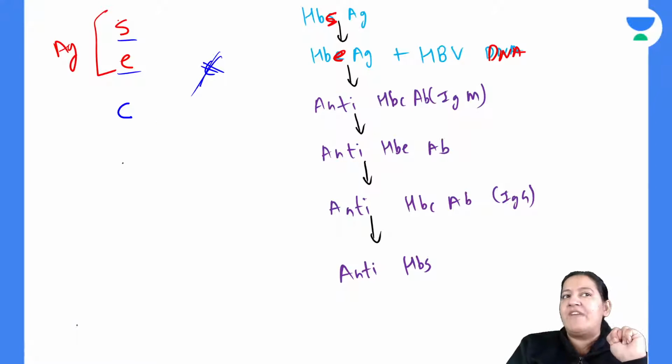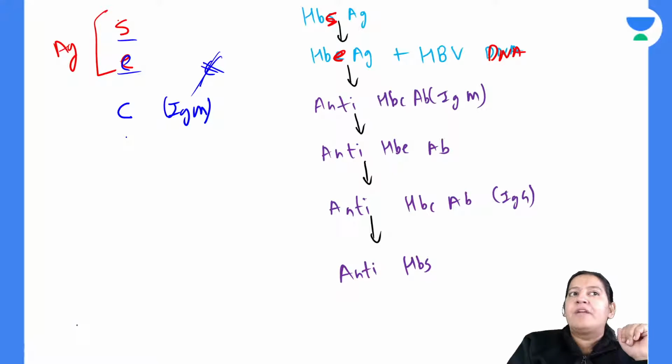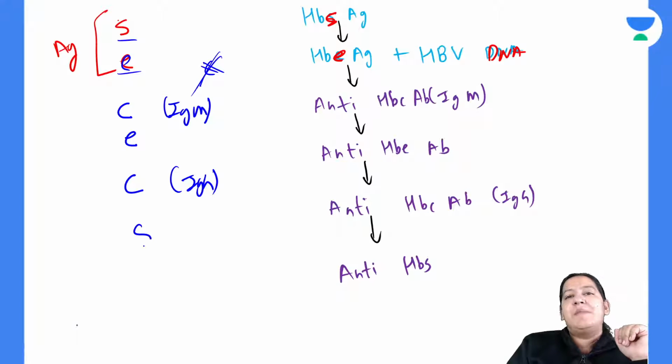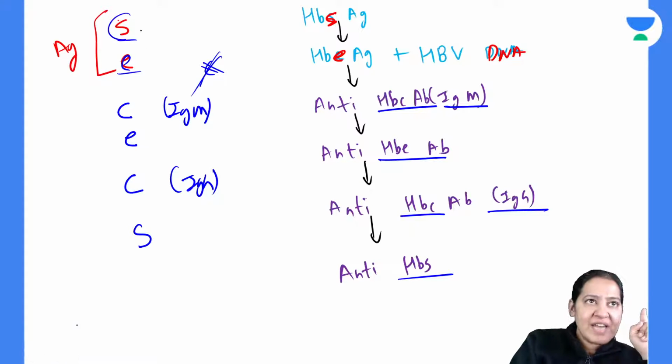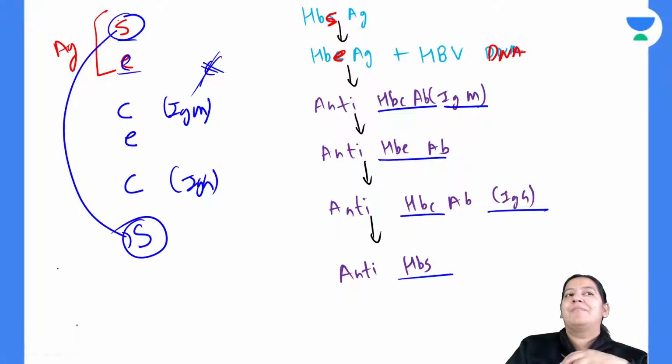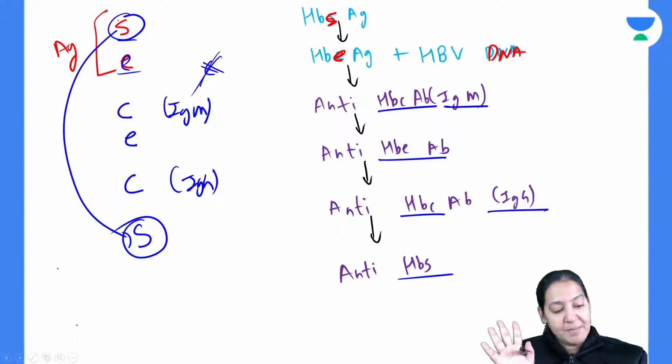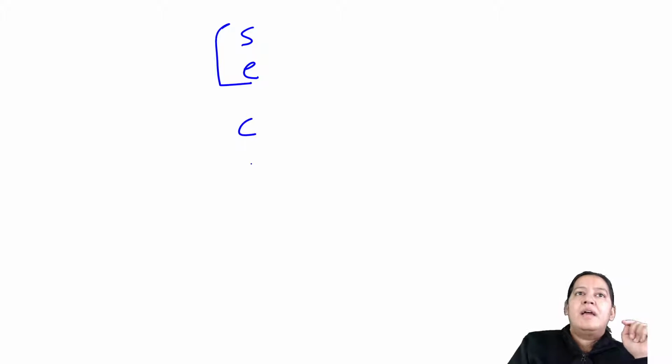Now C has two types of antibody. First IgM comes. Then E's antibody will come, right? Then again C's IgG will come. And then last, S will come. You can see anti-HBC IgM, then anti-HBE, then anti-HBC IgG, and then anti-HBS. So S is the first antigen to come, and its antibody is last to come. Let me summarize. The ultimate sequence is SE for the antigens, and C E C S for the antibodies.